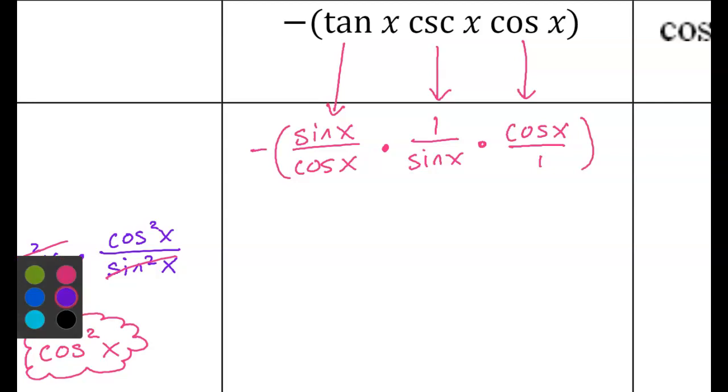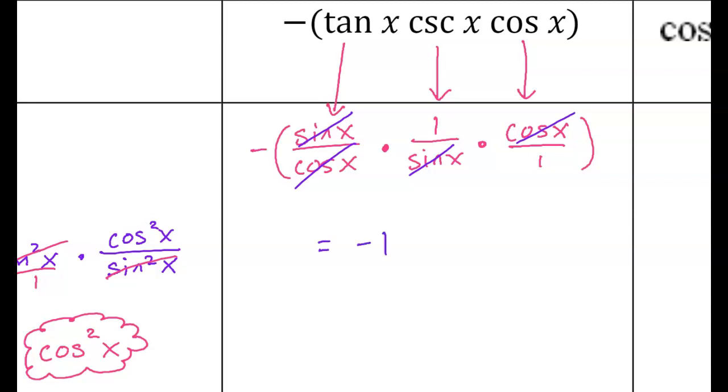So I'm looking now, noticing I have like terms between the numerator and the denominator. I have a sine of x, cosine of x, cosine of x. All of this actually simplifies down to negative 1.